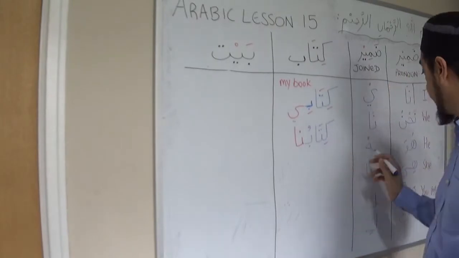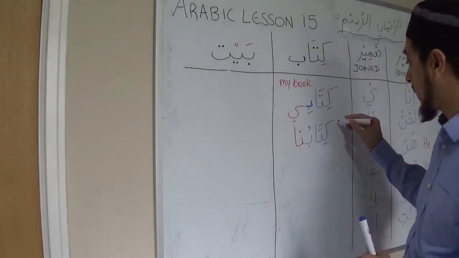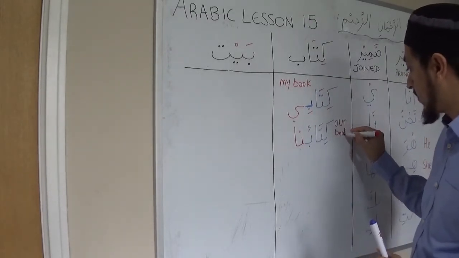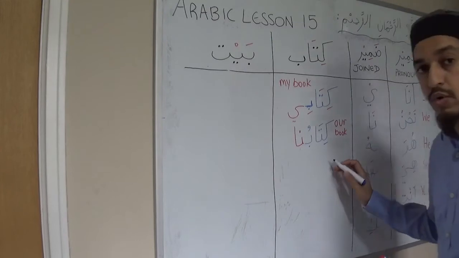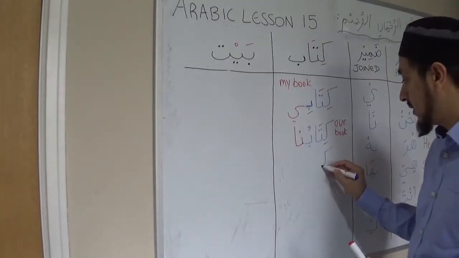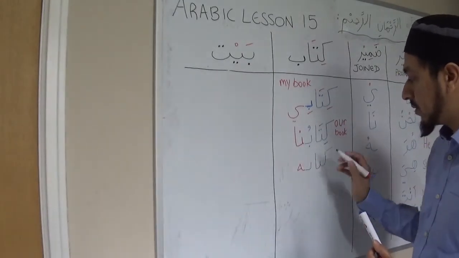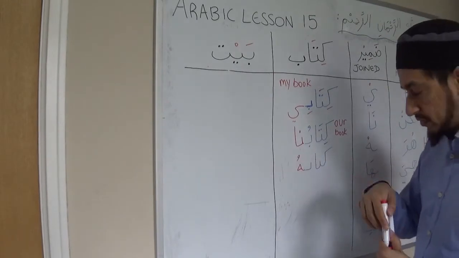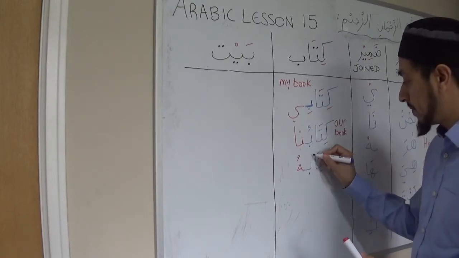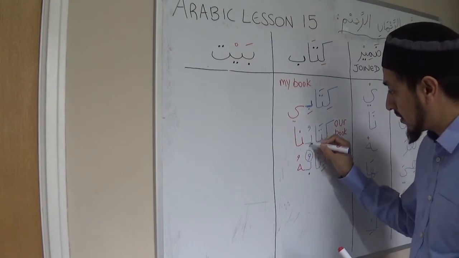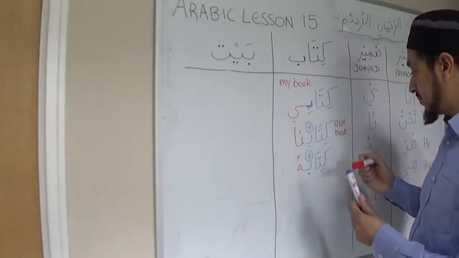Carry on, his book. So we was our book, so we change that to our book. Next one we have is who, huwa, so that's going to be kitabuhu. Kitab, and then the ba will join on to a ha. Hu. It looks like a ta marbuta, but it's not going to have the two dots, because it's not a ta marbuta, it's a ha. Kitabuhu. Again, you can notice these ones are going to be in a similar fashion. Kitabuhu, his book.